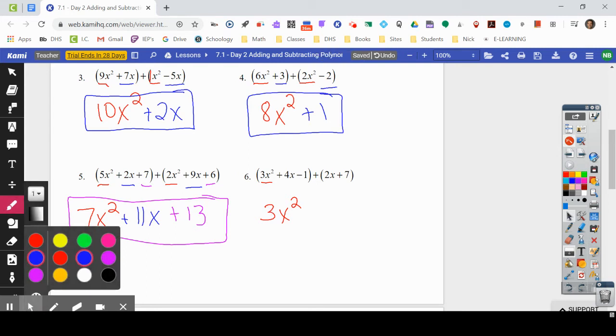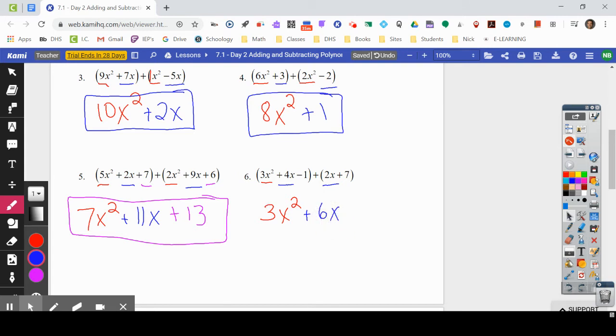Now I'm going to look for my next highest degree term, which are my x terms here. I have a positive 4x plus 2x, so that would give me a positive 6x. And I have a couple more terms left here. I have a negative 1 plus 7, which is going to give me a positive 6. So now my final solution is 3x squared plus 6x plus 6.